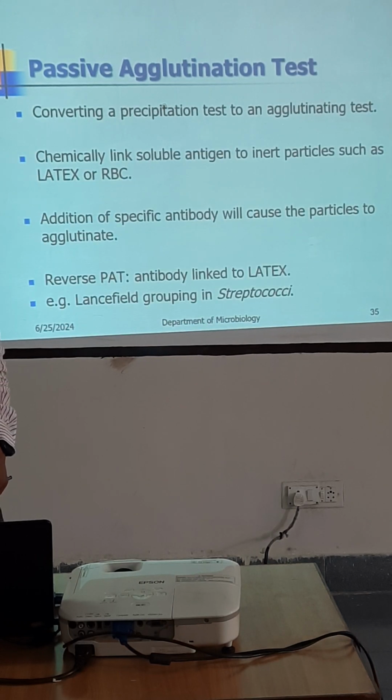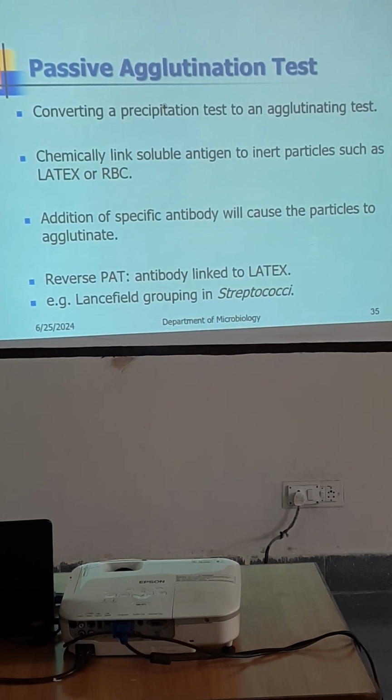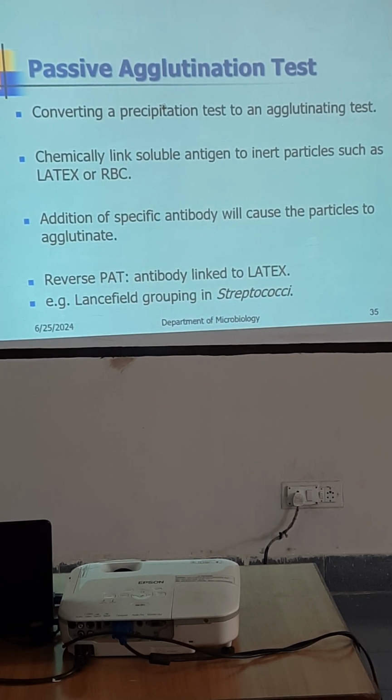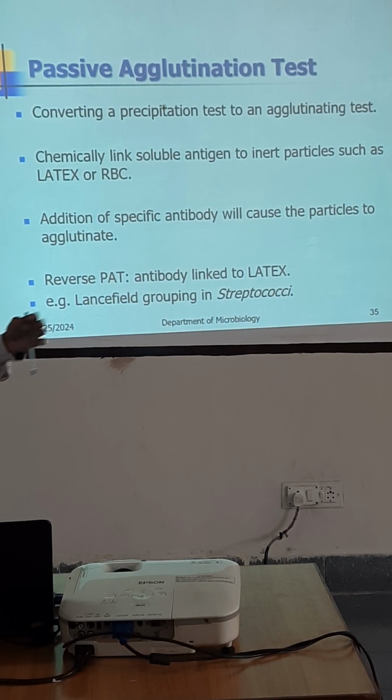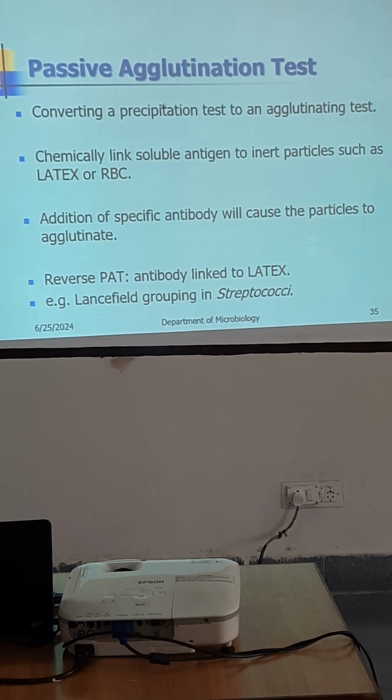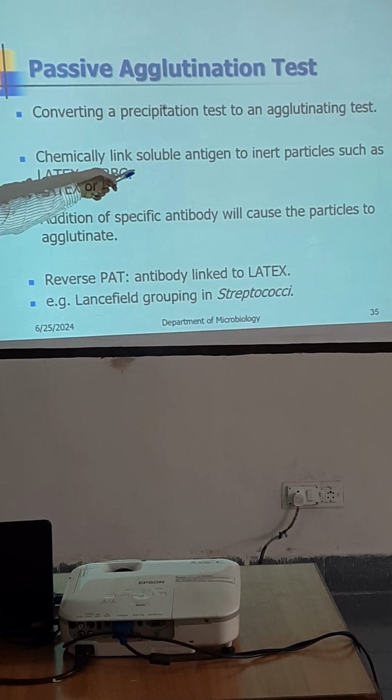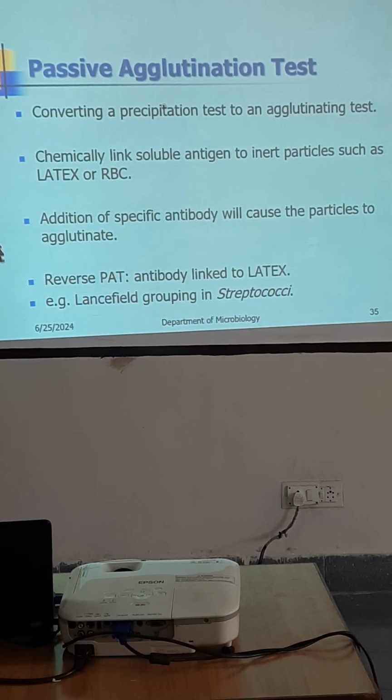So passive agglutination tests, which convert a precipitation test to an agglutination test, use chemically linked soluble antigens on inert particles such as latex or RBCs. The soluble antigens are chemically linked to these latex particles or RBCs. So we have the soluble antigen chemically linked to the latex particle. Now we add a specific antibody, which will cause the particles to agglutinate.